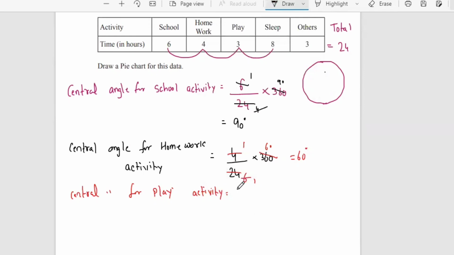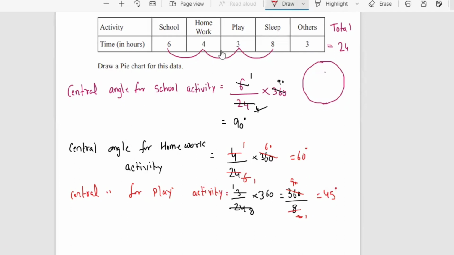What is the time taken? That is 3 divided by 24, into 360. 3 ones are 3, and 3 eights are 24. So we got 360 divided by 8. For a bit more, we have to do the cancellation. So that is 4 twos are 8, 4 nineties are 360, 2 ones are 2, and 2 forty-fives are 90. So we got it as 45 degrees.